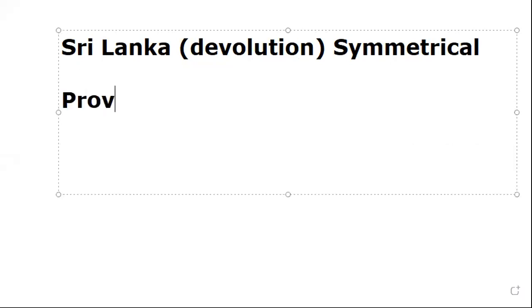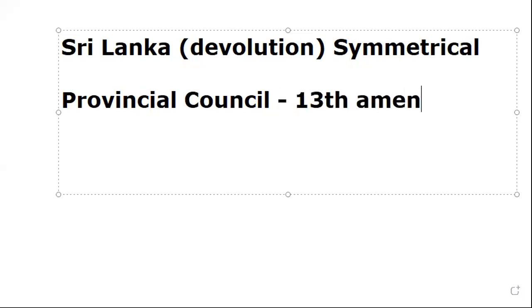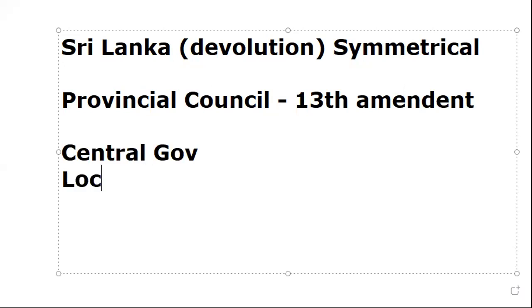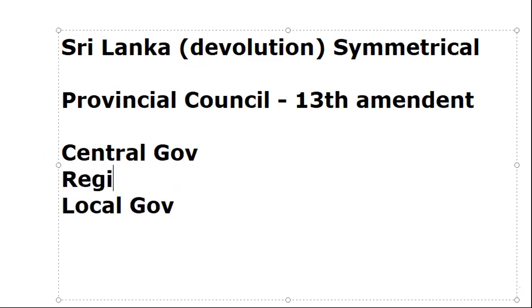So we have provincial councils. We have established a provincial council system. Each province has a provincial council, and each provincial council is given the same level of power. This was added to our constitution by the 13th Amendment. Before the 13th Amendment came, Sri Lanka was also like France. We had the central government, and from that, we went directly to local government, like the municipal council and all that. This is how it works in France. But then we also shifted to devolution and put something in between called regional governments, which is the provincial council.